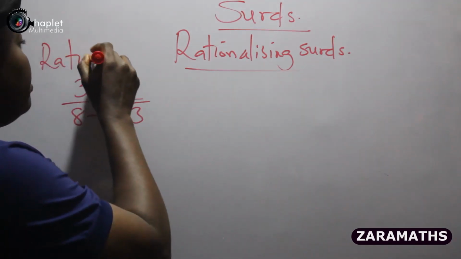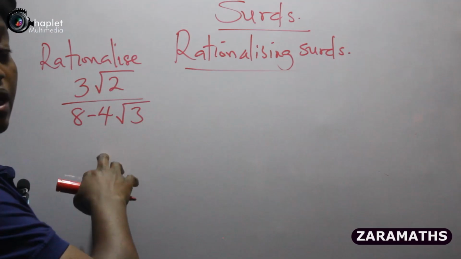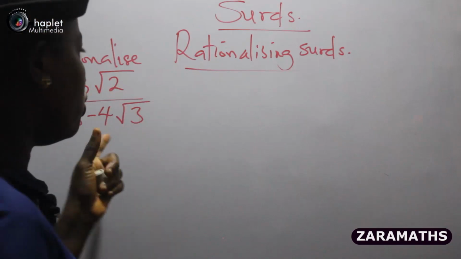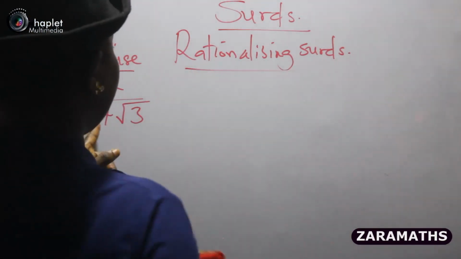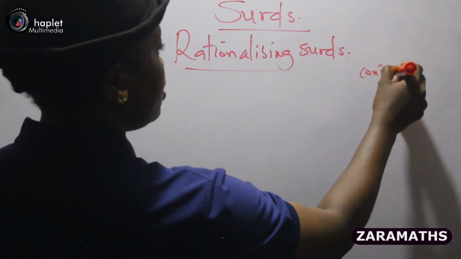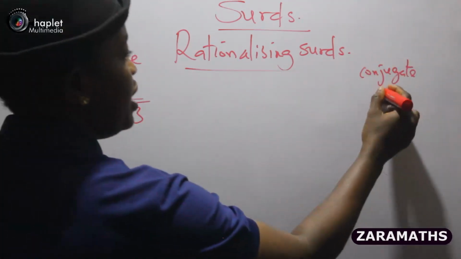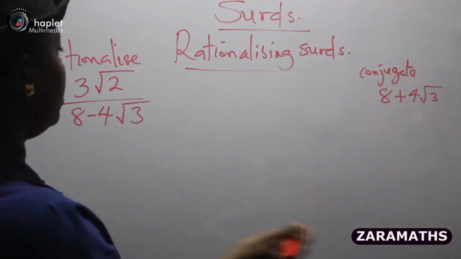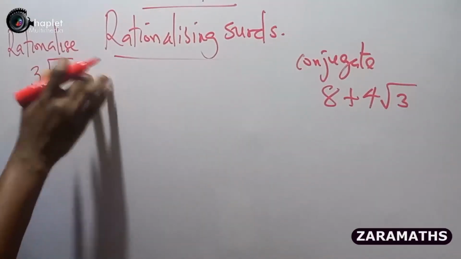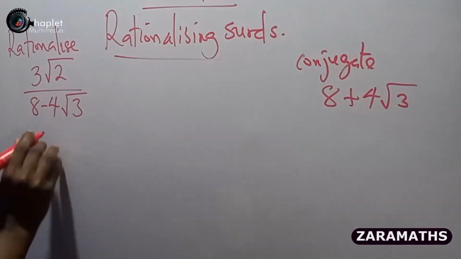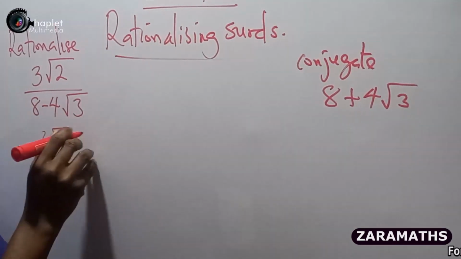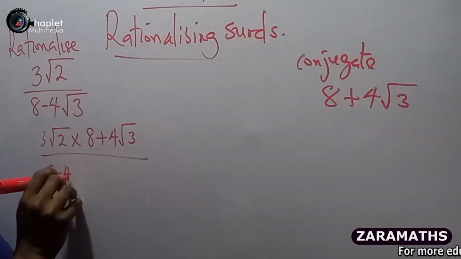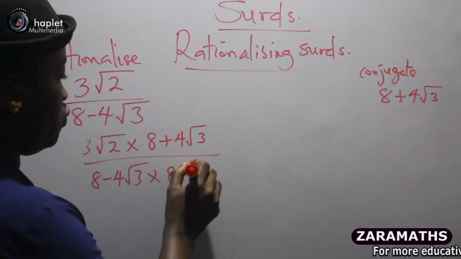We are asked to rationalize this. Remember, to solve this, you will be multiplying the numerator and the denominator by the conjugate of the denominator. In this case, we have a negative here, so the conjugate of this denominator will be 8 plus 4√3. Just change the sign, that is the conjugate. We want to multiply both the numerator and the denominator by the conjugate of this denominator to give us 3√2 times (8 plus 4√3) over (8 minus 4√3) times (8 plus 4√3).